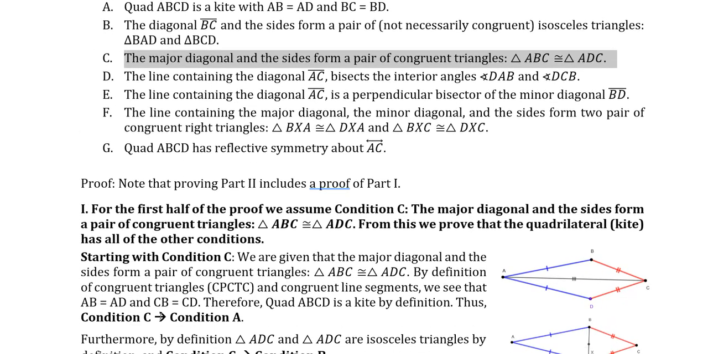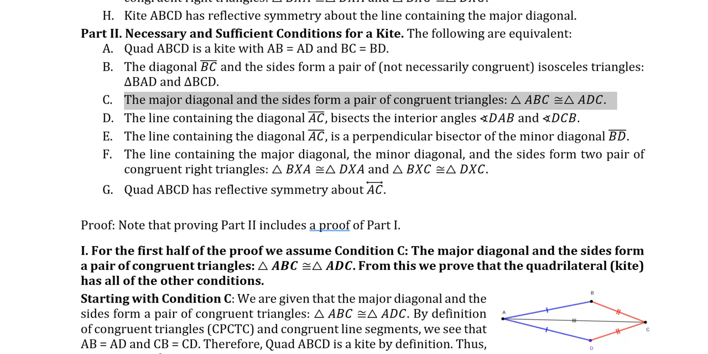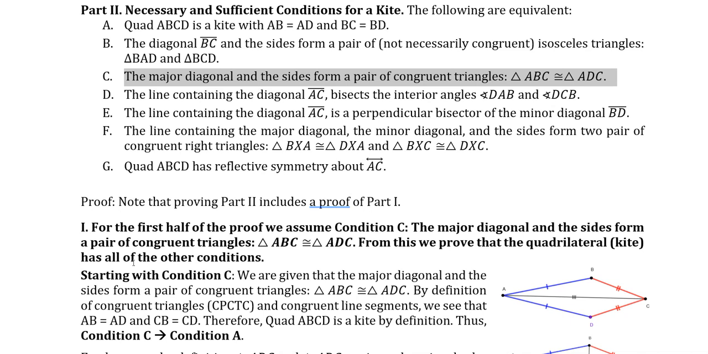Okay, so here's the proof. Again, the first half we're going to start with the two congruent triangles. So for a while we're going to know that part C is true, that the triangle ABC is congruent to triangle ADC. Well, if we start with that, by definition, corresponding parts of congruent triangles are congruent, we get line segment AB is congruent to line segment AD, line segment BC is congruent to line segment DC, and so that's a kite by definition. So condition C implies condition A.